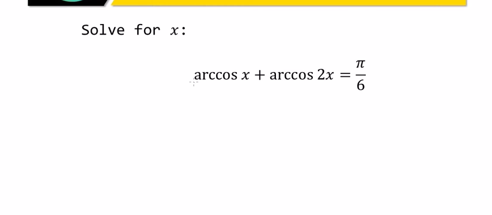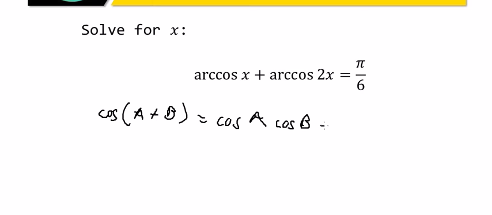So we have our cosine and our cosine in here. In this situation we can use the formula cosine A plus B equals cosine A cosine B minus sine A sine B.